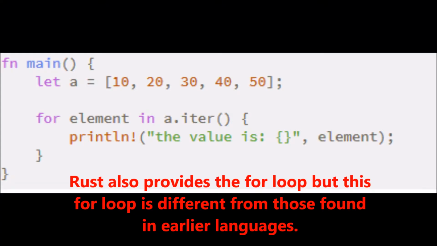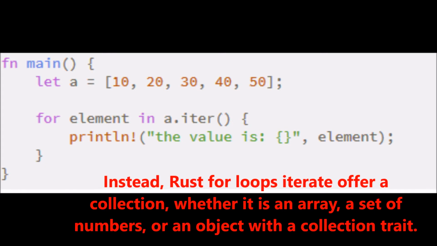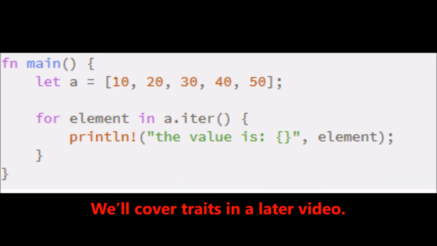Rust also provides the for loop, but this for loop is different from those found in earlier languages. While C++ and C for loops have an initialization statement, condition statement, and an update statement, those types of loops are not allowed in Rust. Instead, Rust for loops iterate through a collection, whether it is an array, a set of numbers, or an object with a collection trait. We'll cover traits in a later video.